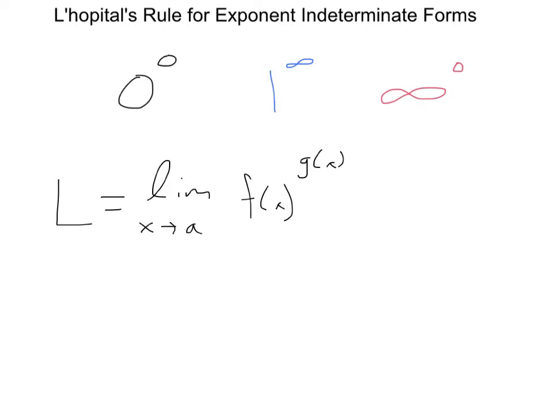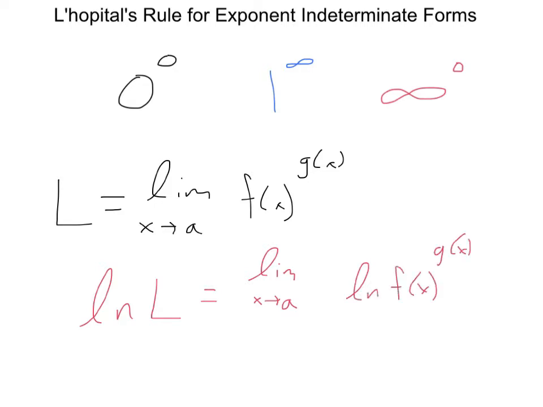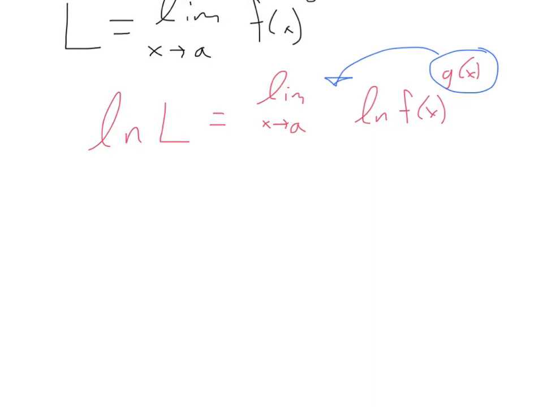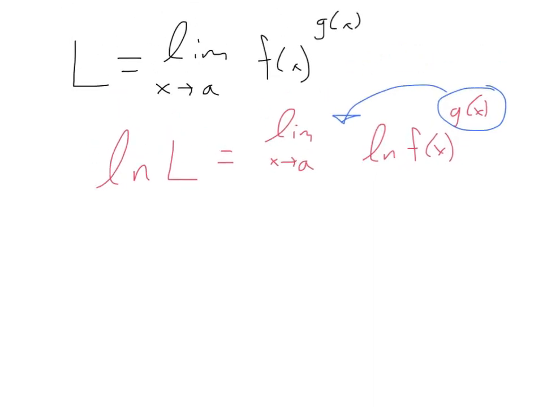Now that the limit is L, what we do is we take the natural log of both sides. We say natural log L is equal to the limit as x approaches a of the natural log of f of x to the g of x power, right? What that does is it lets us bring the g of x down. So you took your initial limit, you set it equal to L, you took the natural log, and that allowed you to bring the power down.